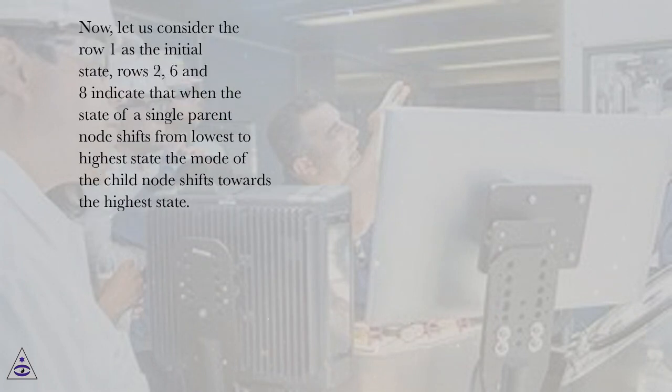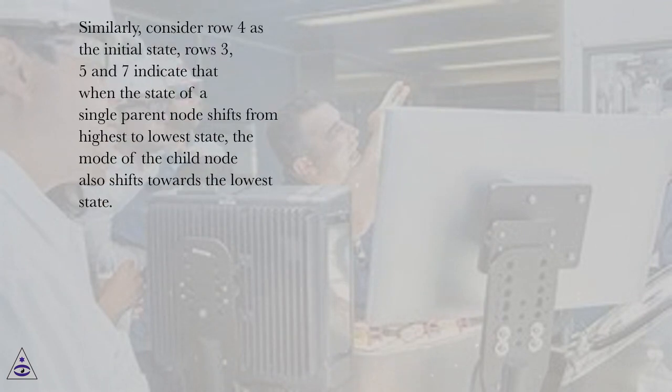Now, let us consider row 1 as the initial state. Rows 2, 6 and 8 indicate that when the state of a single parent node shifts from lowest to highest state, the mode of the child node shifts towards the highest state. Similarly, consider row 4 as the initial state. Rows 3, 5 and 7 indicate that when the state of a single parent node shifts from highest to lowest state, the mode of the child node also shifts towards the lowest state.